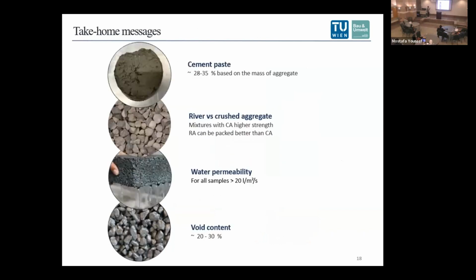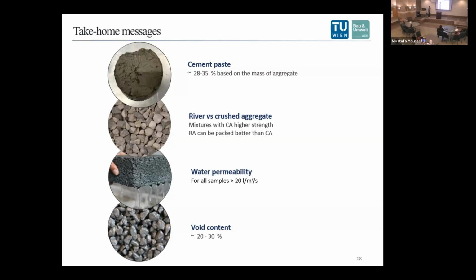Take home message, as I said, the cement paste should be between 28 and 35% based on the mass of the aggregate. A river aggregate can be better packed than crushed aggregate due to the rounder surface. Crushed aggregate has a higher strength than mixtures with river aggregate.